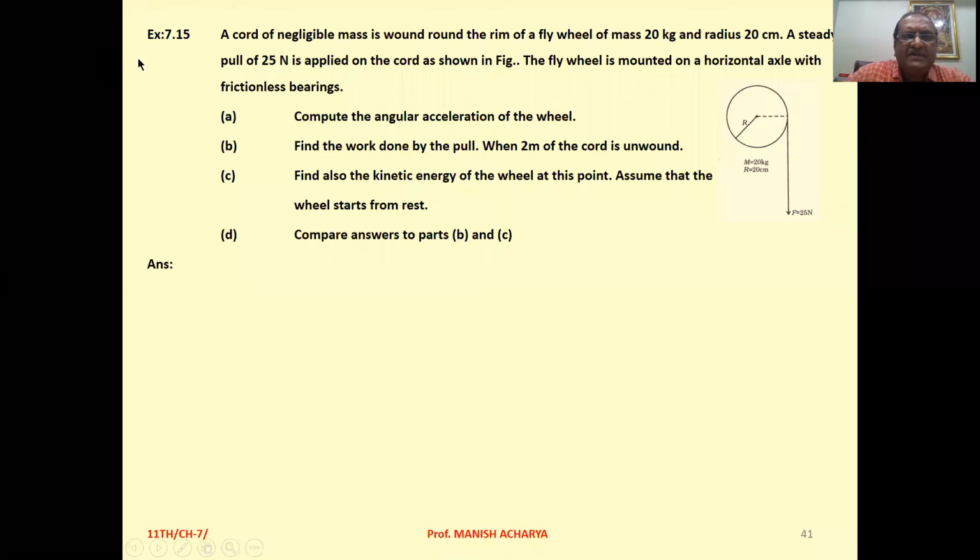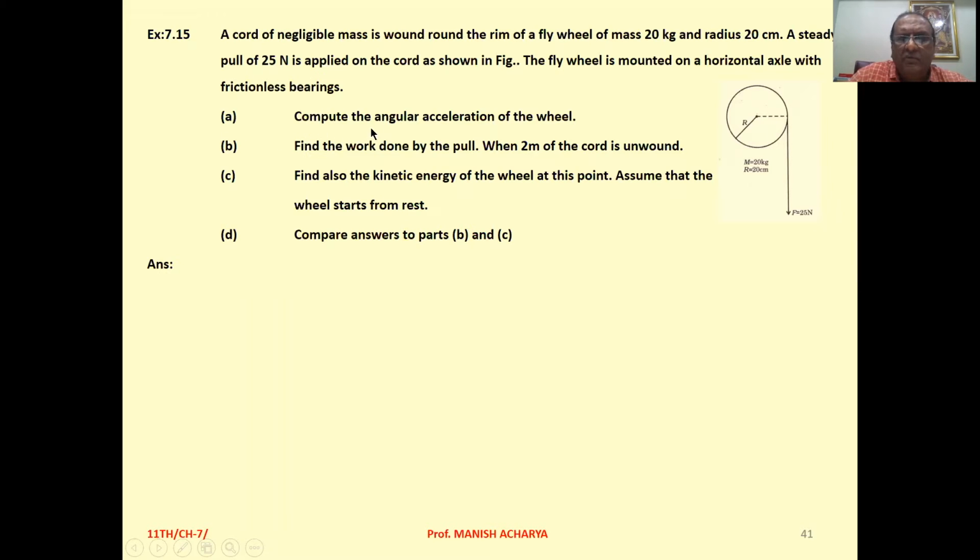Now example 7.15. A cord of negligible mass is wound round the rim of a flywheel of mass 20 kg and radius 20 centimeter. A steady pull of 25 Newton is applied on the cord as shown in figure. The flywheel is mounted on a horizontal axle with frictionless bearings.